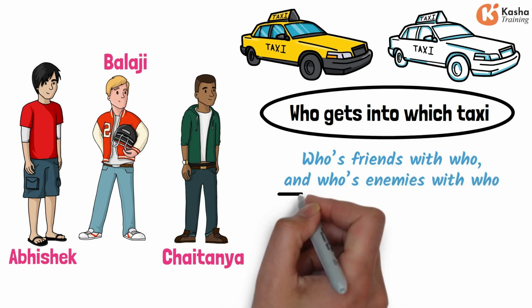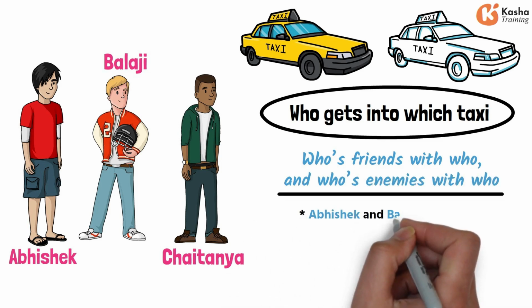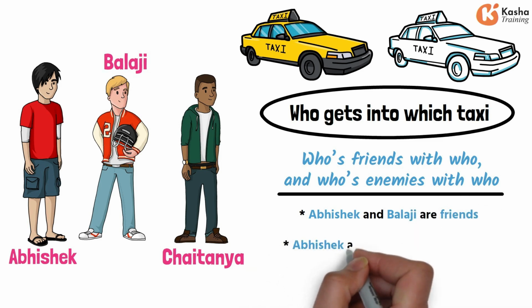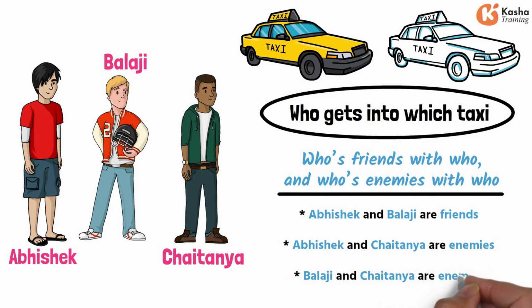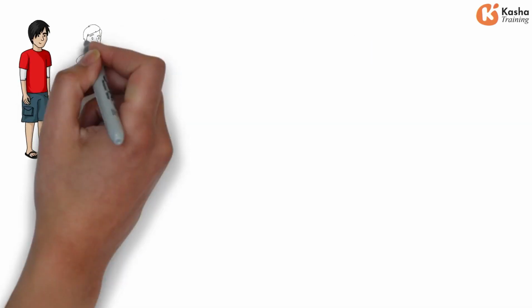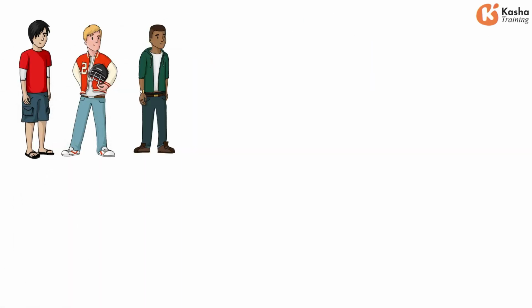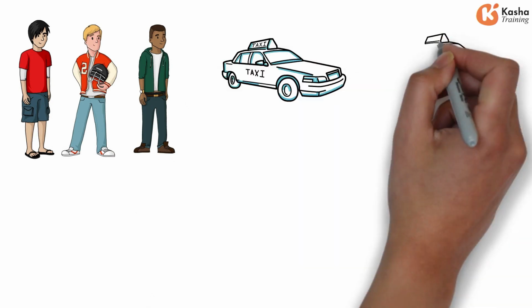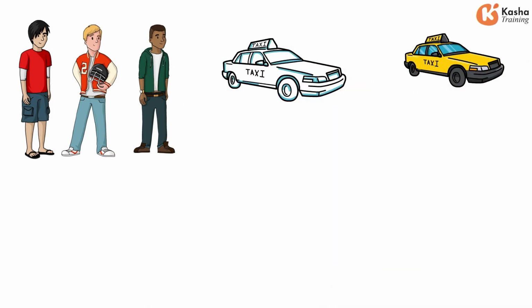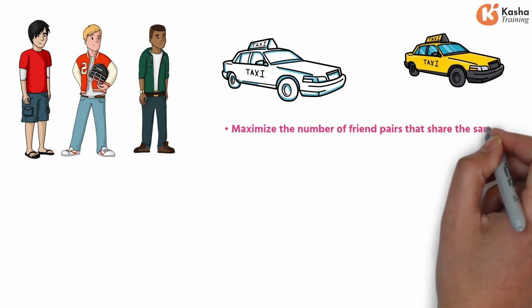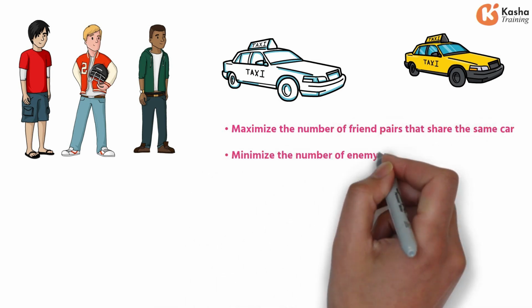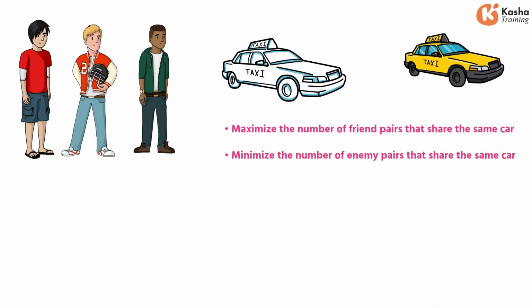Here, let's say that Abhishek and Balaji are friends. Abhishek and Chaitanya are enemies. Balaji and Chaitanya are enemies. And suppose that your goal here is to divide this group of 3 people into the 2 taxis to achieve the following 2 objectives. Maximize the number of friend pairs that share the same car. Minimize the number of enemy pairs that share the same car. Okay, so this is the basic premise of this problem.